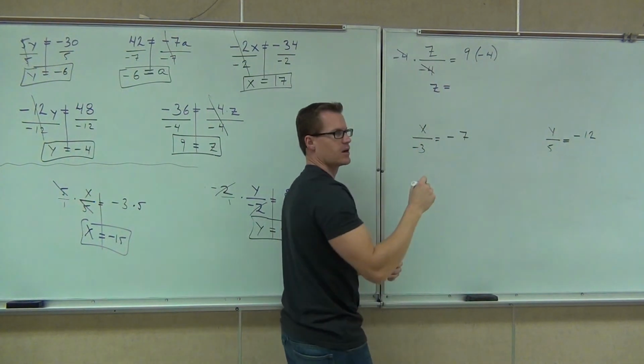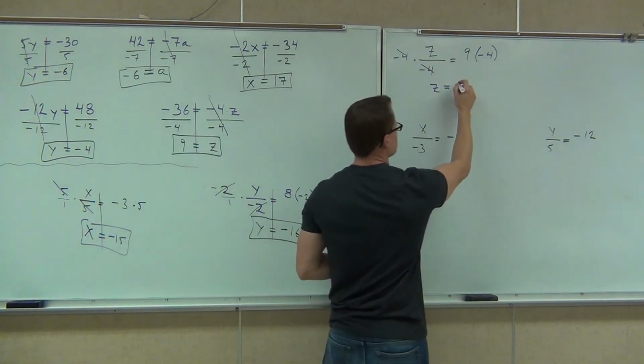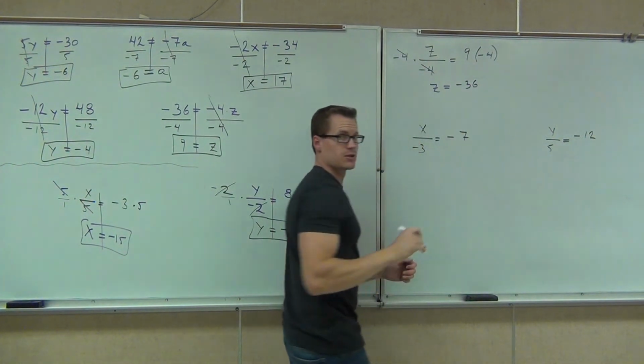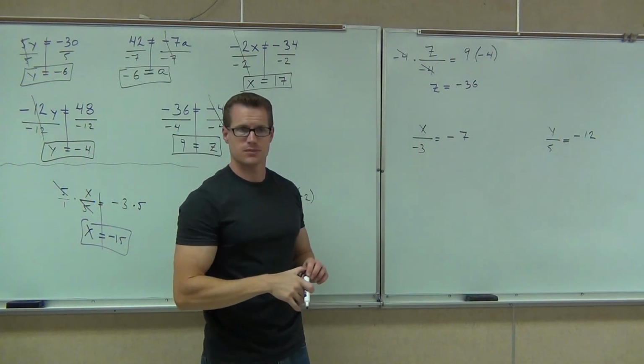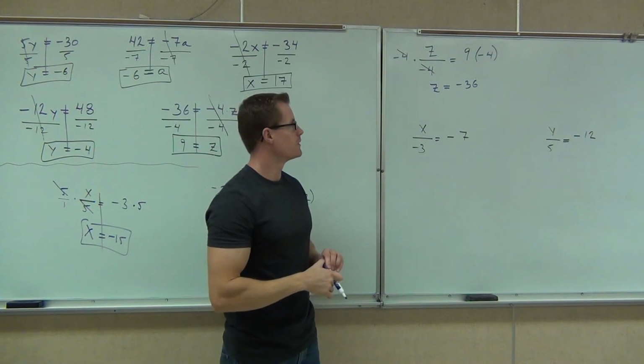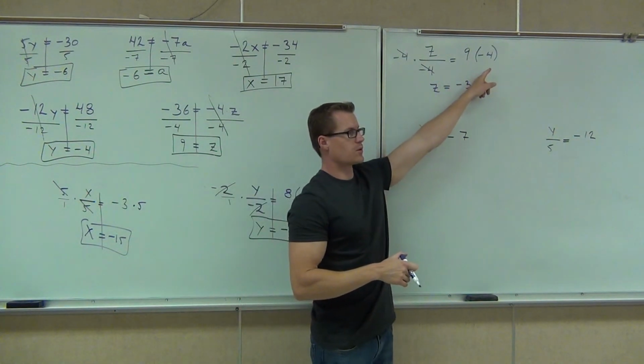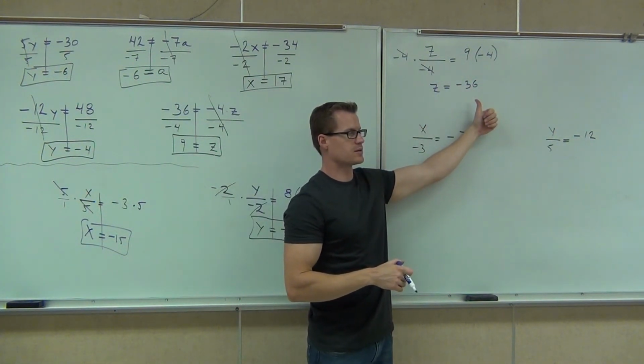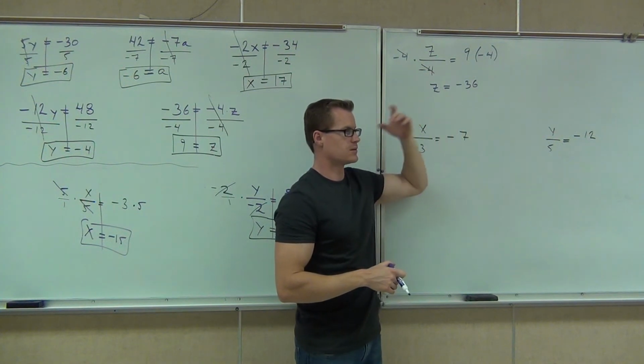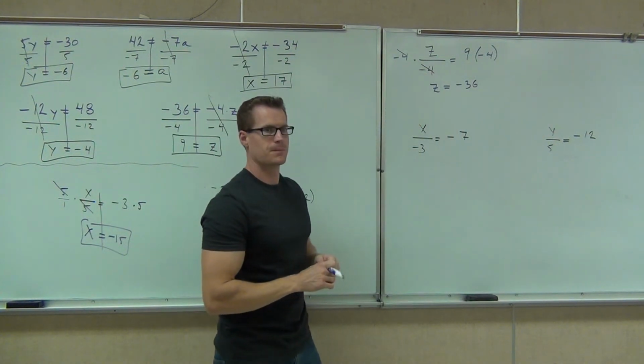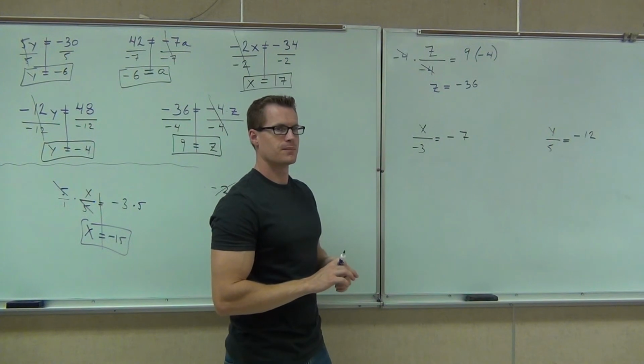On the right-hand side, I hope that you got -36. Did you get -36? Yeah. Awesome. Good. Why -36? Well, 9 times -4 is -36. We don't have to show that we cross cancel anymore now that we know. We don't have to show how to get the z. You have to show how to get the z. Why?